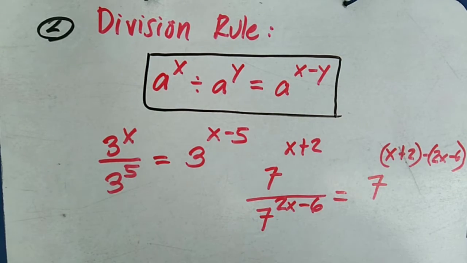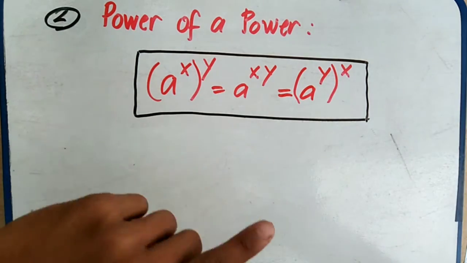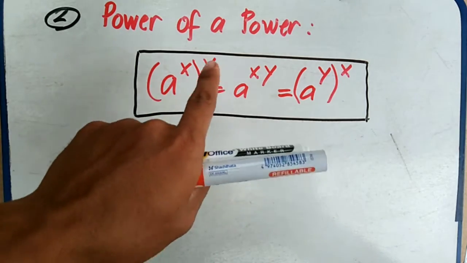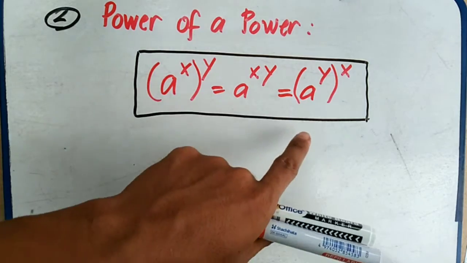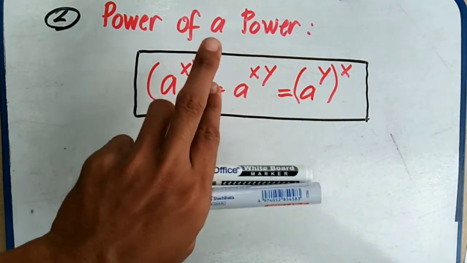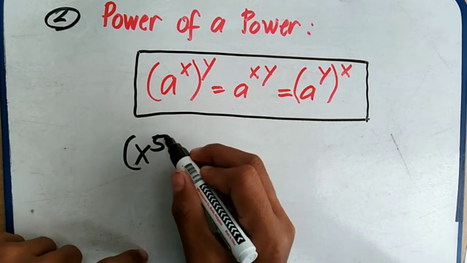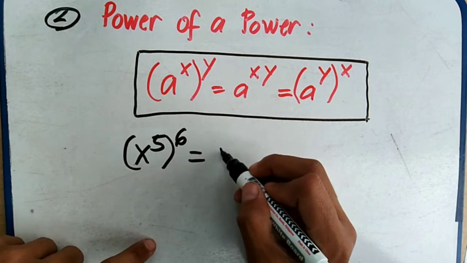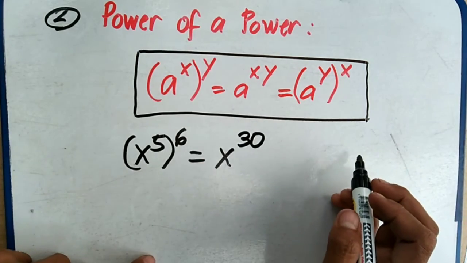So, next rule. The next rule is the power of a power. Yes, dalawang power. In the form a to the x raised to y is equal to a to the xy or a to the y raised to x. Nagkapalitan lang sila. Example, x to the 5 raised to 6 is equal to, yes, imumultiply mo lang sila. We have x to the 30.